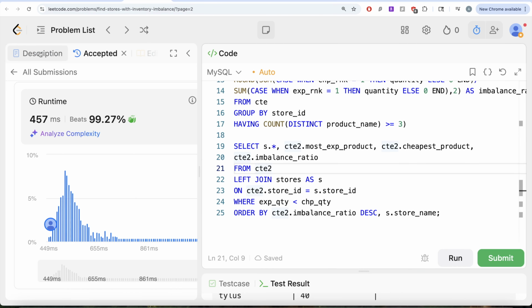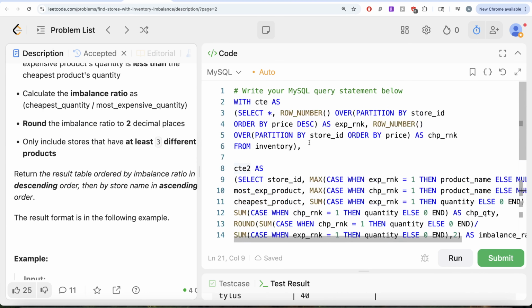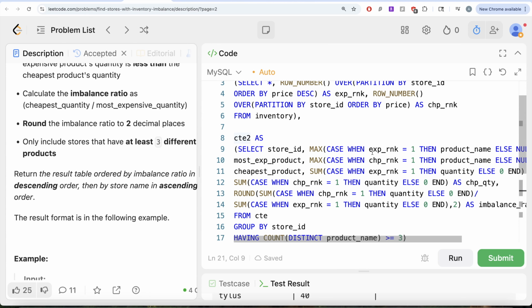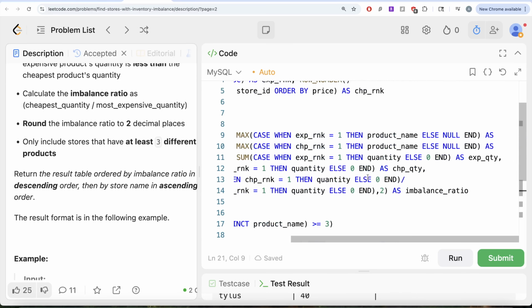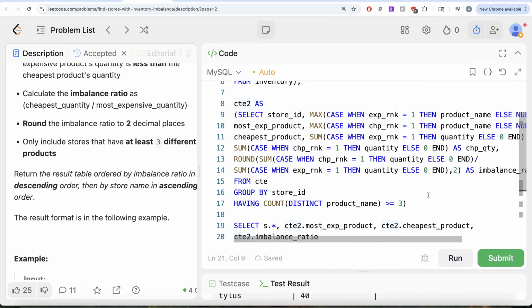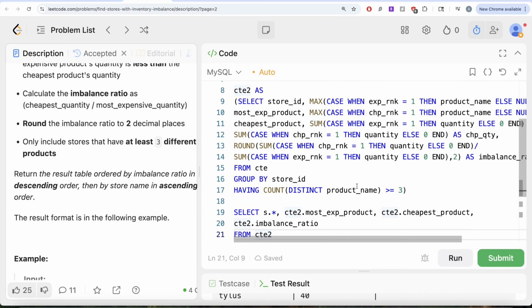So yeah, very tricky question. What we basically did was, firstly, we arranged by price for every store ID to get the most expensive rank and the cheapest rank. The reason we did that is so that we can easily find out the most expensive product, the cheapest product, and the quantity of the most expensive and cheapest products, right? Then we calculated the ratio of those quantities and called that imbalance ratio. Once we had all that information, we also had to make sure that we only consider those stores where at least three different products are there. So we used this line to make sure that it follows.